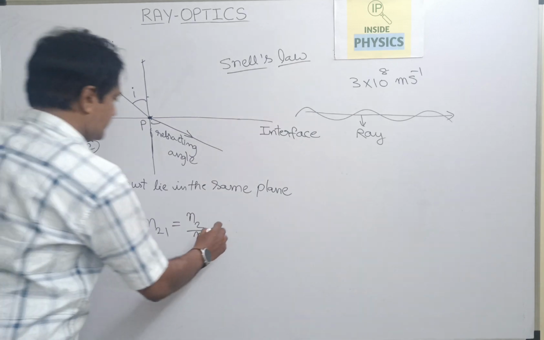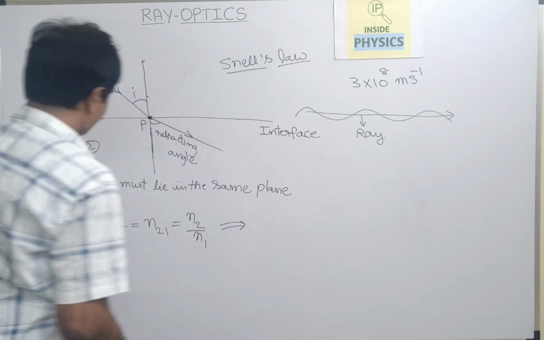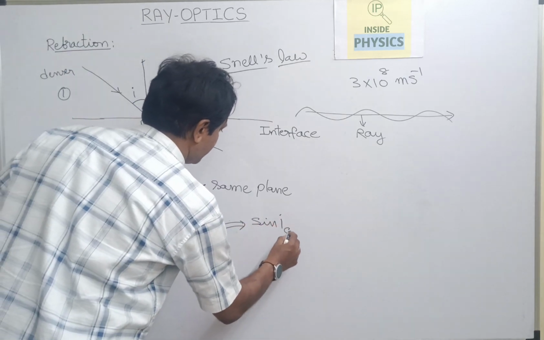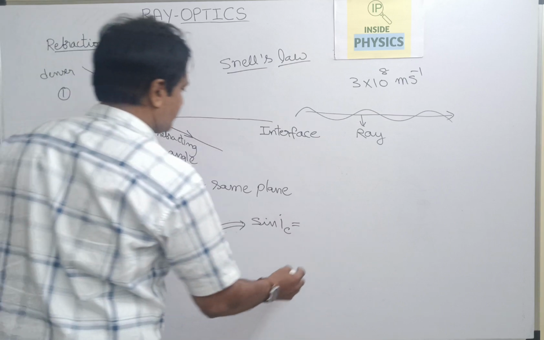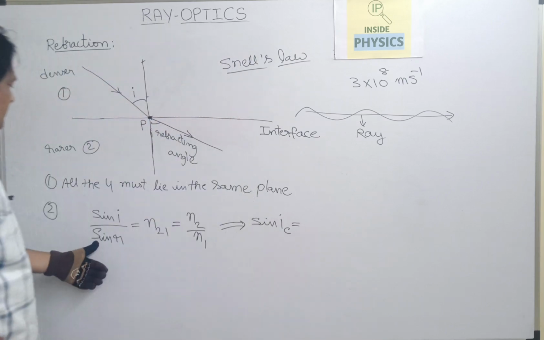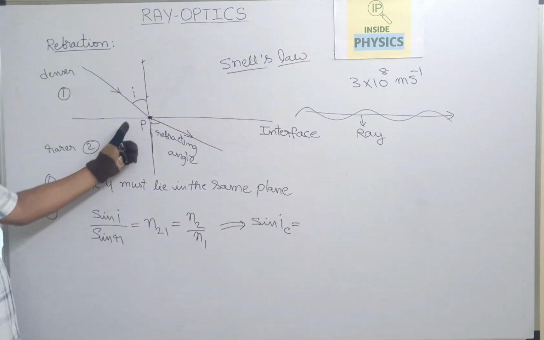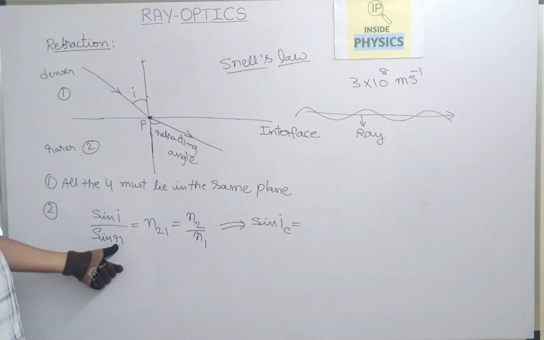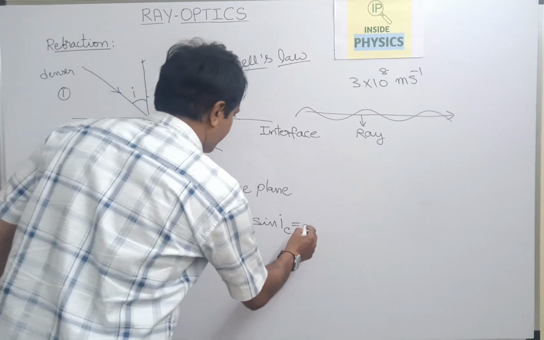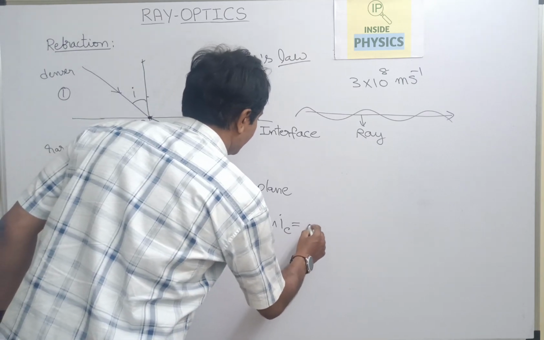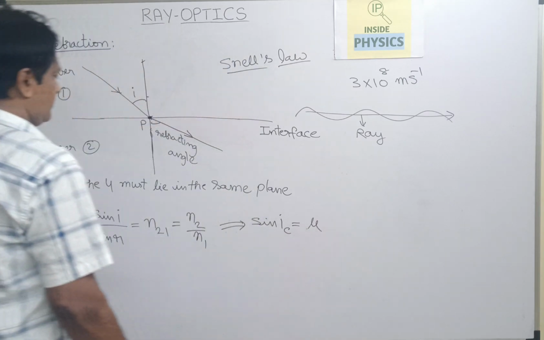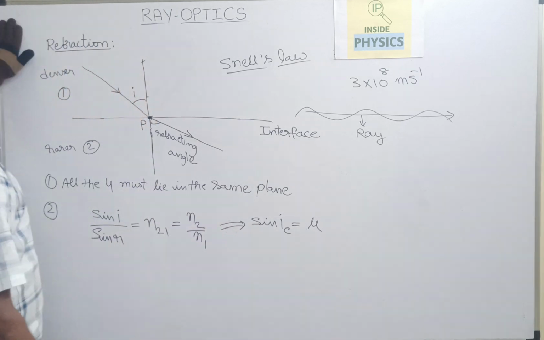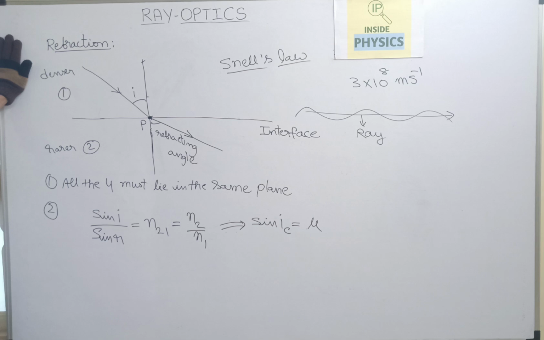Then we can write this as sin ic by sin r, where the refracted ray goes along the border at the critical angle. This becomes sin 90, which is 1. Then this is nothing but the refractive index of the medium. So this is how we understand the concept of refraction.